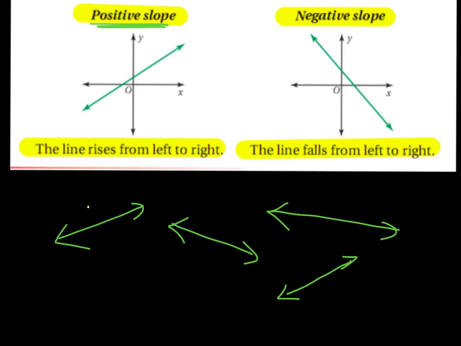This line here has a positive slope. It's going up from left to right. This line here has a negative slope. As you go from left to right, it's going down. This line over here also has a negative slope. Again, as I'm going from left to right, it's going down. And this one, as I go from left to right, it's going up, so this one has a positive slope.